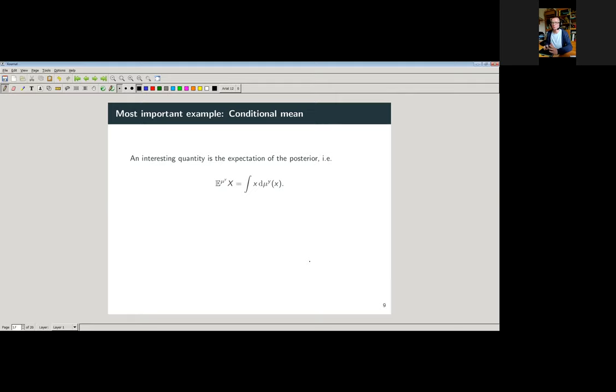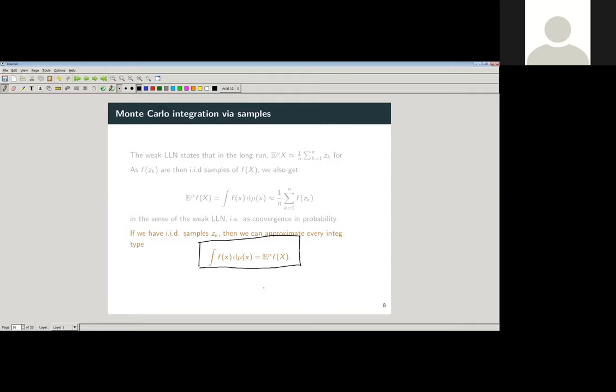A few examples before we... I have a question, Philipp. Yes, please. This f, does it have to fulfill some regularity properties or whatever, or nothing? I don't think so. The speed of convergence can be really low.